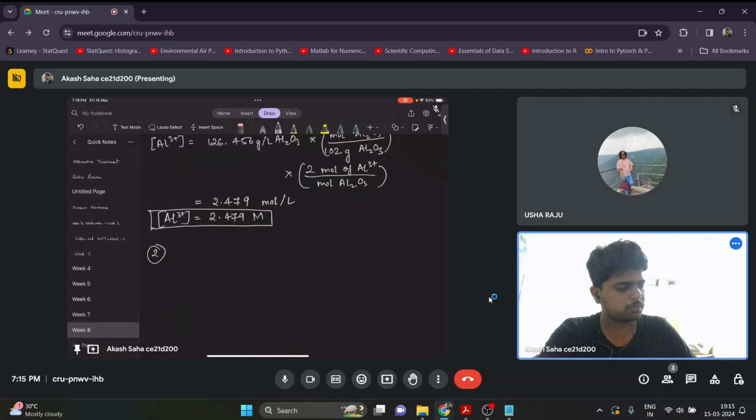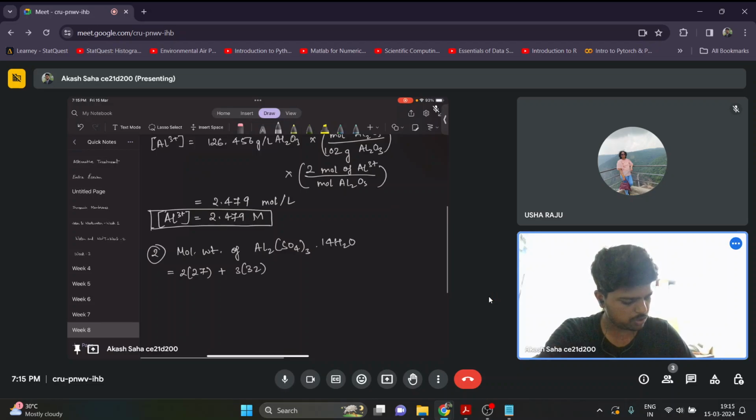So first, the molecular weight of Al2O3. No, sorry, it is not Al2O3, it is Al2(SO4)3·14H2O. So it will be 2 into 27 plus 3 into 32 plus 26 oxygen plus 28 hydrogen. So it will be 594 gram per mole.